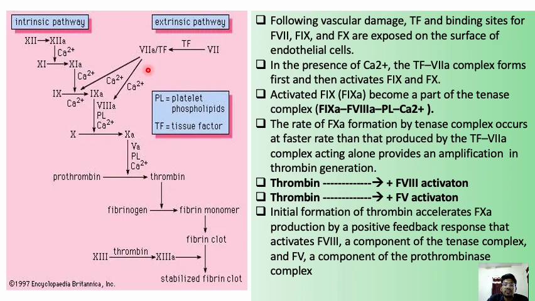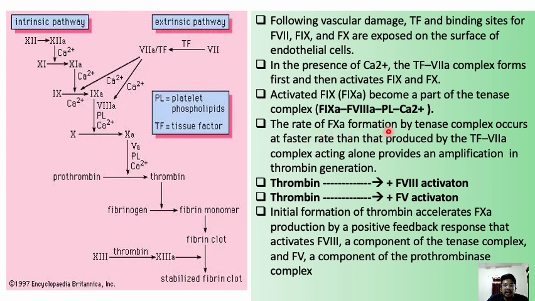If only factor 7A and the tissue factor are present, they produce a lesser response compared to both of them combined. If both of them are present, for example, the tenase complex as well as factor 7A and tissue factor combined, it produces more prothrombin to thrombin conversion. Okay, that's written in this point.